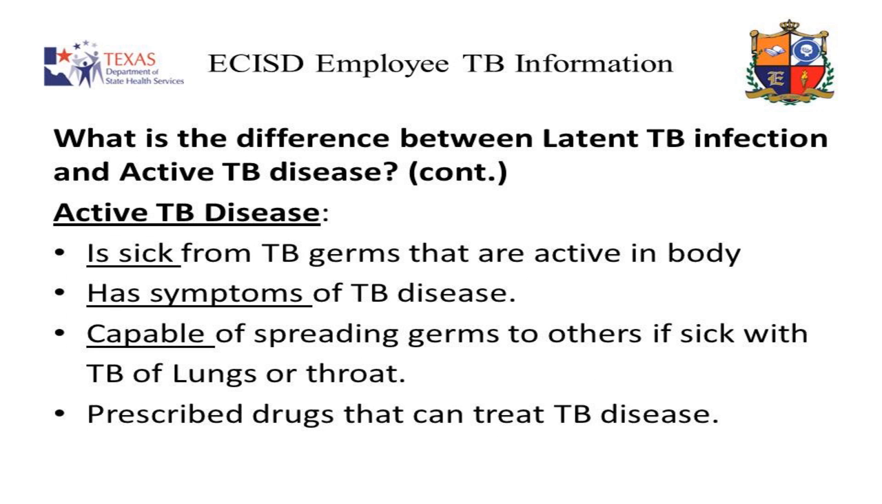Active TB disease, on the other hand, are people who are actually sick with tuberculosis. These germs are active in their body, are multiplying and destroying tissue in their body. They usually have symptoms of TB disease. People with active TB disease of the lungs or throat are capable of spreading germs to others. They too are prescribed drugs that can treat TB disease.